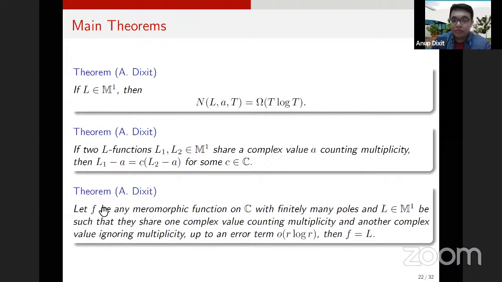And if you have some meromorphic function and an L function in M, and suppose they share one complex value counting multiplicity and another one ignoring multiplicity, then in fact they are the same. In fact, you can further relax the condition of ignoring multiplicity up to some big error term. So what you have is some random meromorphic function and an L function, and they share one value counting multiplicity and another value ignoring multiplicity. They are the same. The proofs of all these theorems involve some very nice applications of Nevanlinna theory.